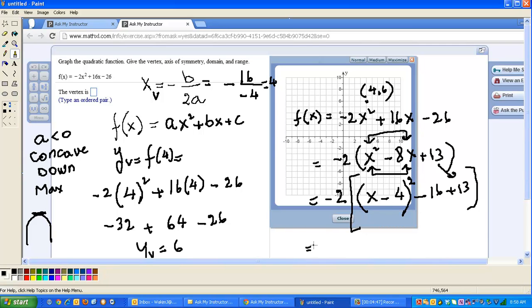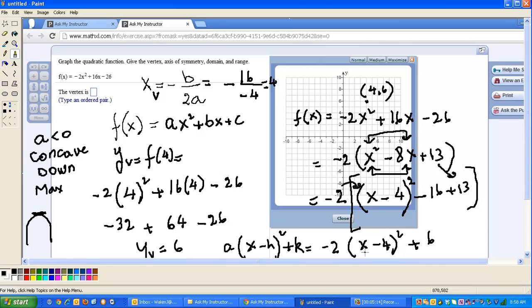Now this becomes negative 2. We can remove the brackets, so it would be times x minus 4 quantity squared, and negative 16 plus 13 is negative 3, and if you multiply by negative 2, it would be plus 6. Compare this to the standard form, a times x minus h quantity squared plus k.